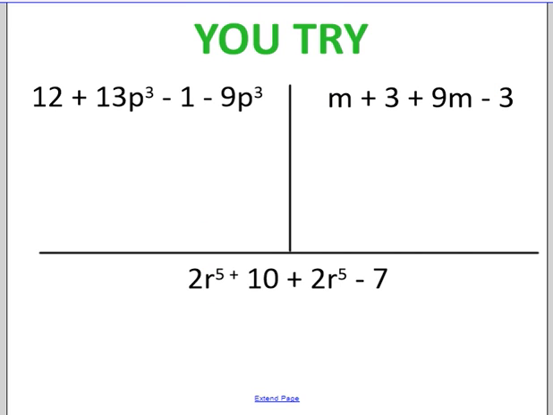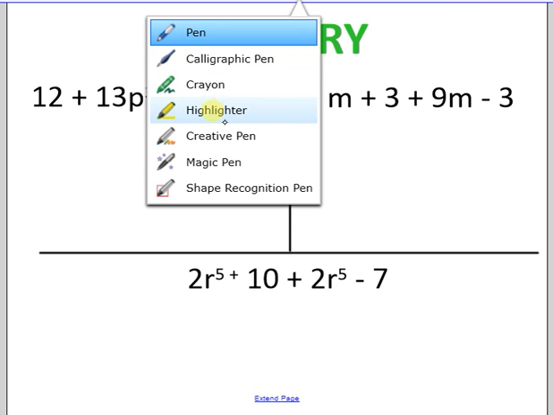Alright, you try these 3 on your own. Make sure you use your highlighters.